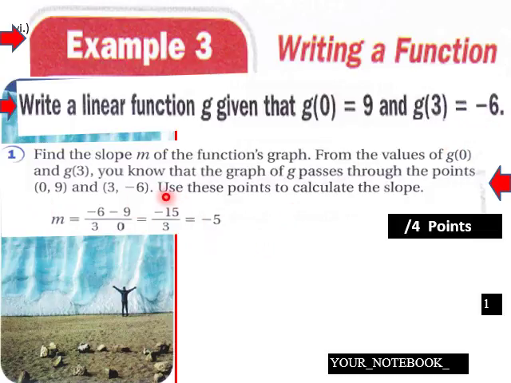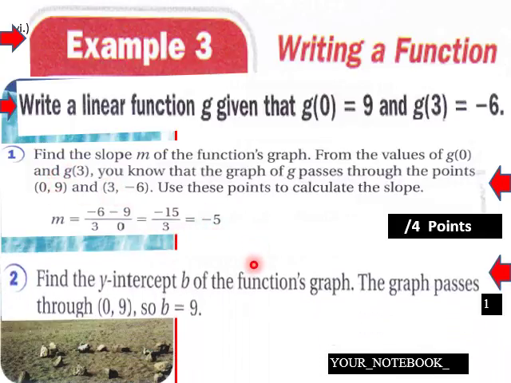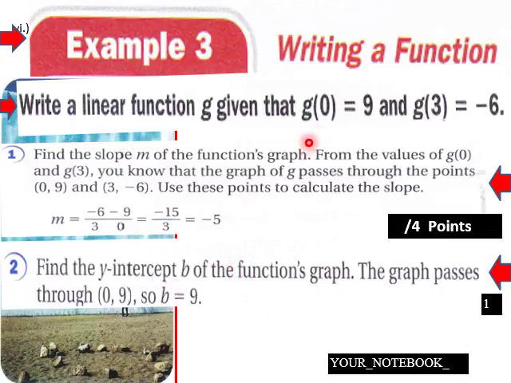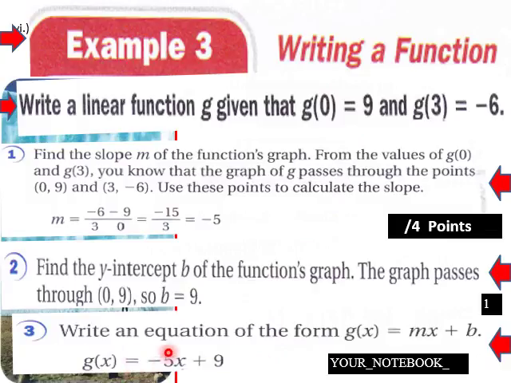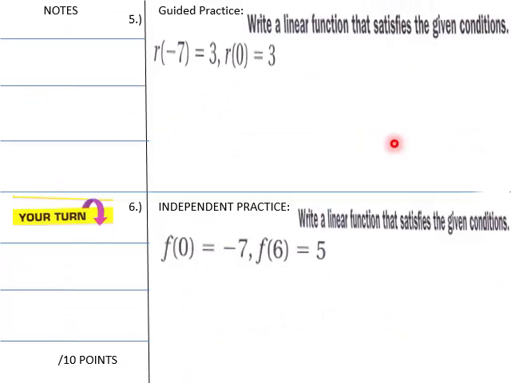So now we can find the slope, and this is our slope formula. It would be -6 minus 9, over 3 minus 0. That gives us -5, so there is our m. And we know this here is our y-intercept. The graph passes through (0, 9), so b equals 9 for this line. So an equation would be -5x plus 9. This is positive 9 here. So -5x plus 9 would be an equation of the line that connects these two points.